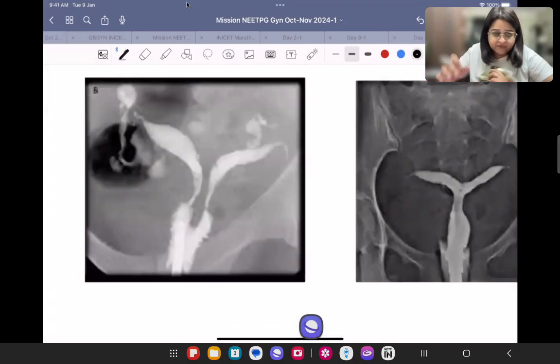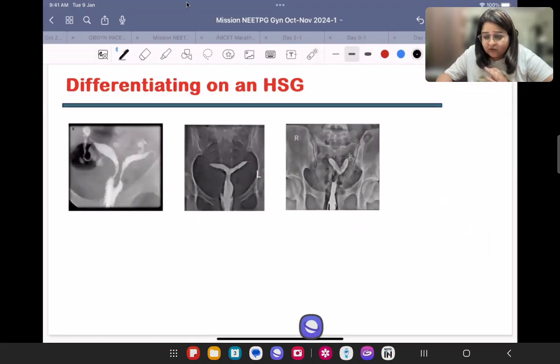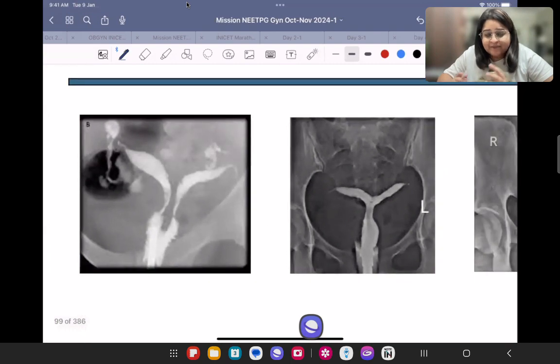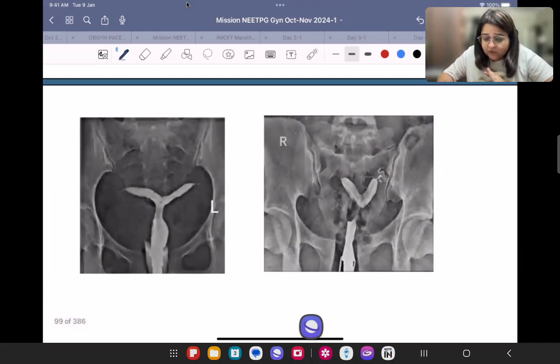Now this question comes and it gets confusing sometimes. On HSG, although HSG has a poor sensitivity for differentiating these anomalies, still the questions come because it's usually the way an anomaly is first diagnosed. Okay, so this is a didelphys, very clear, there is no communication at all. Okay, in didelphys there is never any confusion. Confusion is between these two. Why? Because both look like two horns are there.